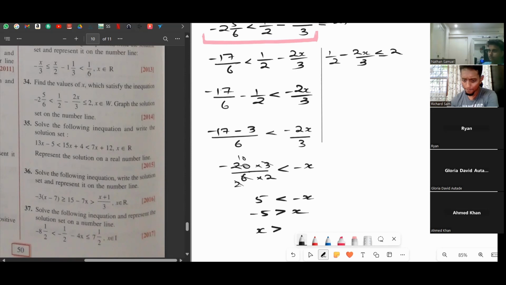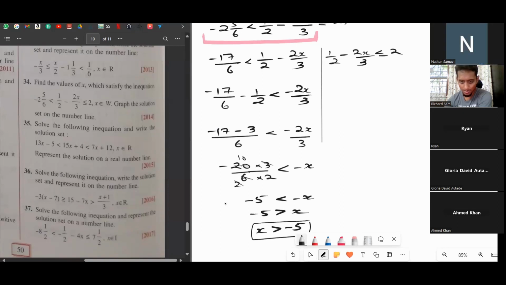x is less than 5. See, that's wrong. It's supposed to be x is greater than -5. This is what you're supposed to get. Oh, there's a minus here. Okay, wait, I think I made a mistake here. So here it is supposed to be -5, okay? Minus. And then when you remove this, this will become +5, okay? And then when you interchange, x is greater than 5. What did you get, Ahmed? x is less than 5.